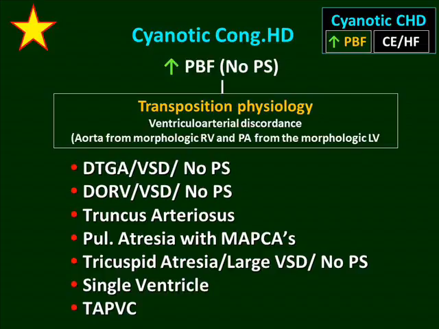Now, in cyanosis with increased pulmonary blood flow, only TAPVC patients have normally related great arteries. In TAPVC, the cyanosis is because all the oxygenated blood from the lung through the pulmonary veins is mixing abnormally with deoxygenated blood, for example in the right atrium in cardiac TAPVC, and this mixing causes cyanosis.